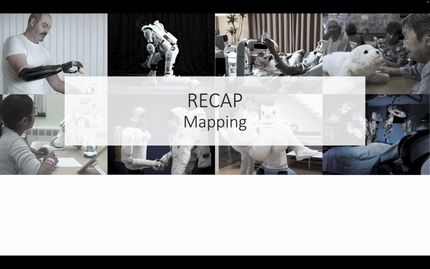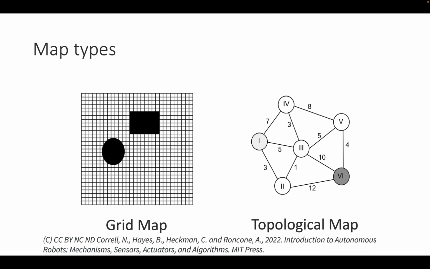Before we start, a little recap on mapping. We introduced two different map types. The first is the grid map and the other is the topological map. Both have very different applications. The topological map is the one you would use in Google Maps, where you have a list of points of interest, including street intersections, as well as edges that connect between them, and that creates a graph.